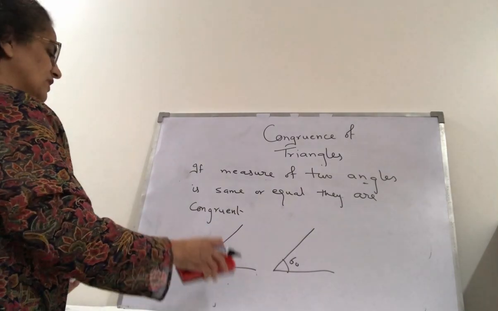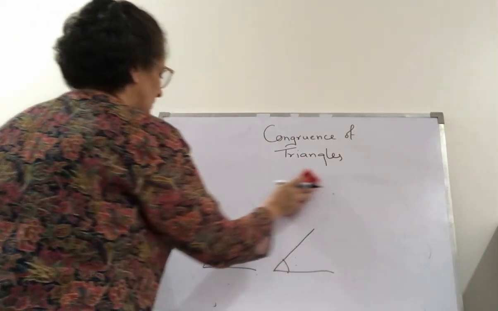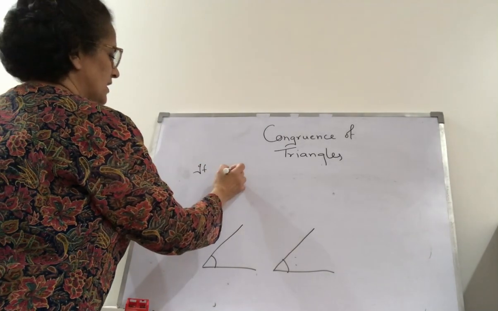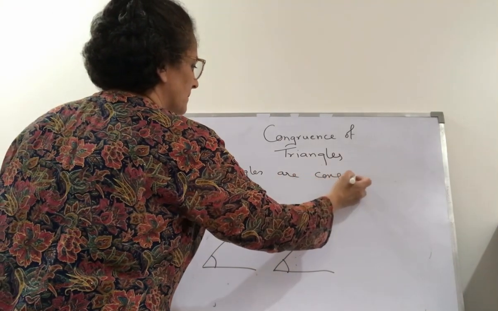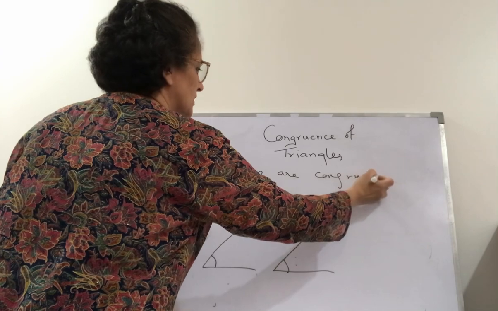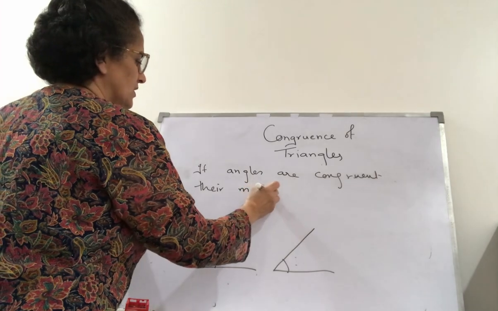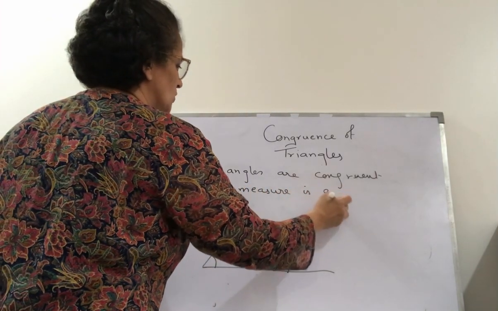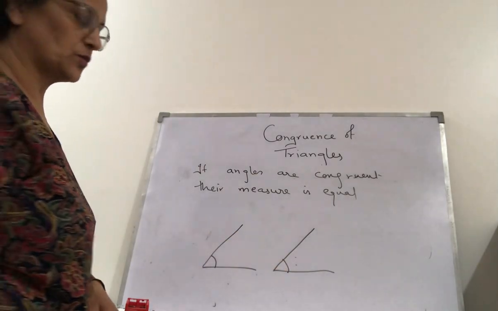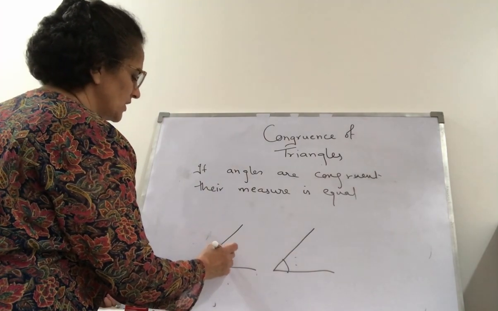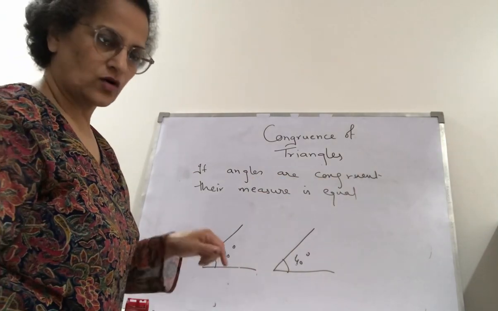And let's write the other way now. If angles are congruent, their measure is equal. So if they draw and give, you can check the measure using protractor. You can say this will be 40 degree because they have given the angles are congruent.